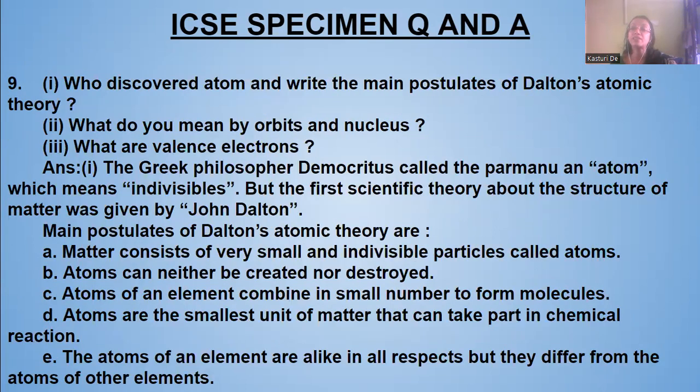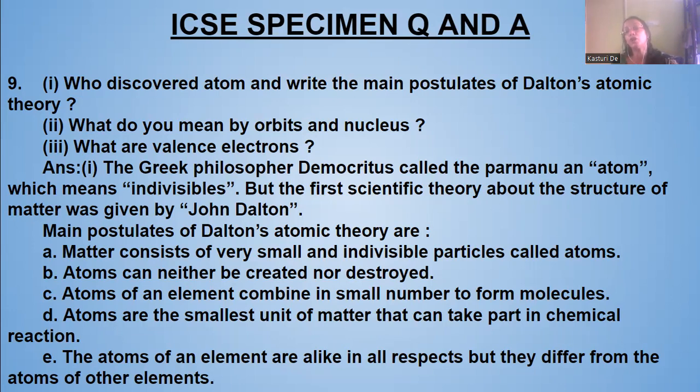Then, who discovered atoms and write the main postulates of Dalton's atomic theory? And what do you mean by orbits and nucleus? What are valence electrons? So the first part of the first question is, who discovered the atom? The Greek philosopher Democritus, who called the atom paramanu, which means indivisible. So he was the first who discovered the atom, Democritus, the Greek philosopher.